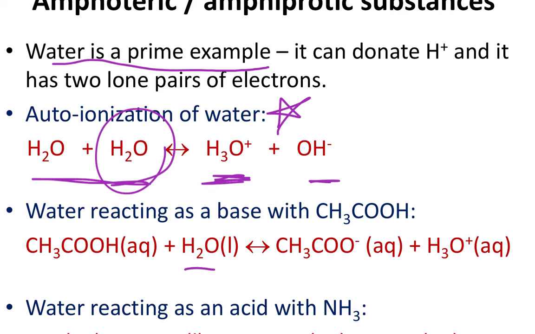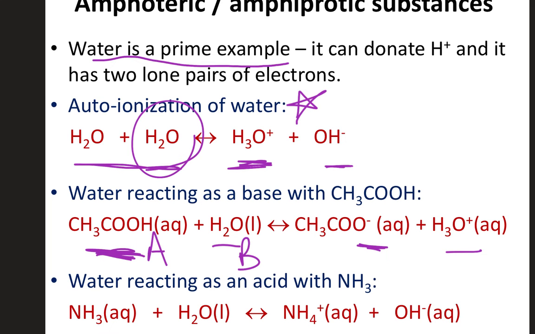So for water to act as a base, it's going to react with acetic acid. And we talked about the structure of this a minute ago. Remember, we're just losing that extra H on the hydroxide of the carboxylic acid group. And so that's gone now, and we formed hydronium. So that would make acetic acid the acid and water the base.